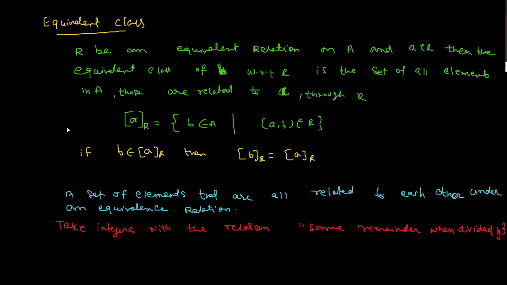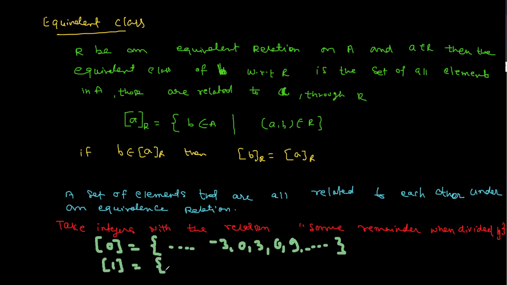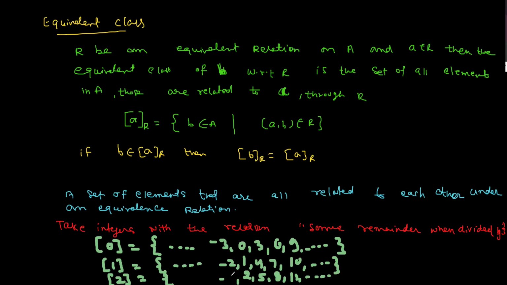Tell me what are the numbers that, when divided by 3, give remainder 0? Remainder 0 means perfectly divisible by 3. So these are the numbers whose remainder is 0. This is called the 0 class. What is the 1 class? What are the numbers that when divided by 3 give remainder 1? 1, 4, 7, 10, right? And in the negative direction -2 and so on. What are the numbers that when divided by 3 give remainder 2? 2, 5, 8, 11 and so on. In the negative direction, -1 and so on.